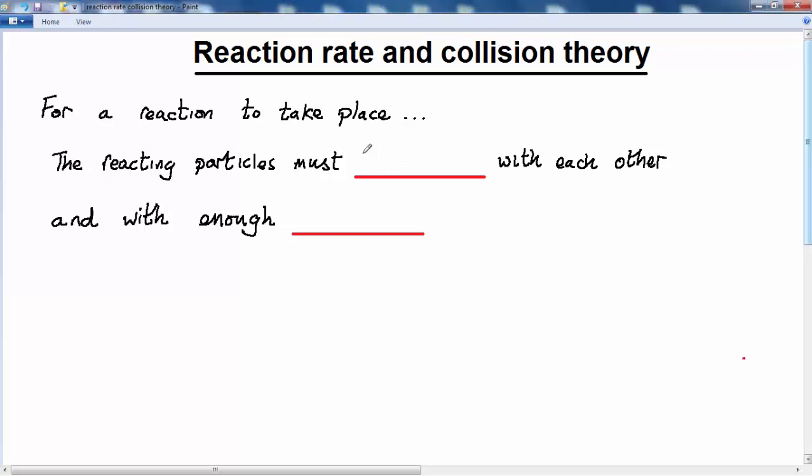So let's make a note of that. Collisions between particles are absolutely essential for any reaction to take place, and these collisions must take place with enough energy. Okay, so the particles have to have sufficient energy for the reaction to occur.